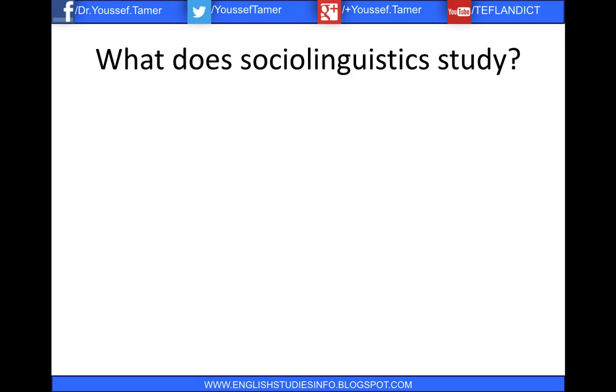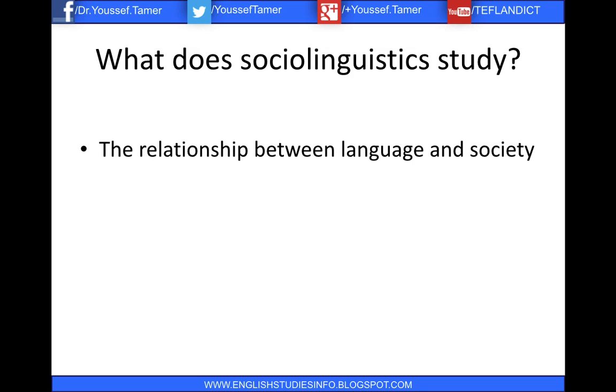As I told you, we have different social classes, right? So each social class uses a specific kind of language in its own way. Okay, so that's the aim of sociolinguistics. It tries to investigate the relationship between language and society.